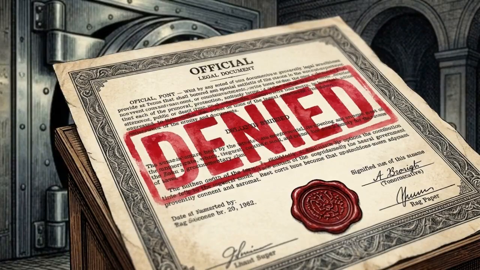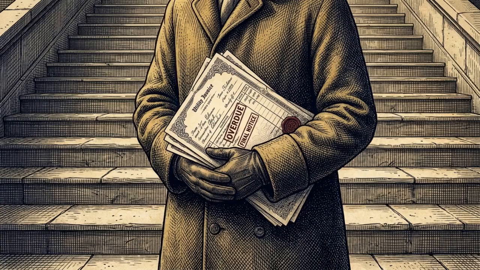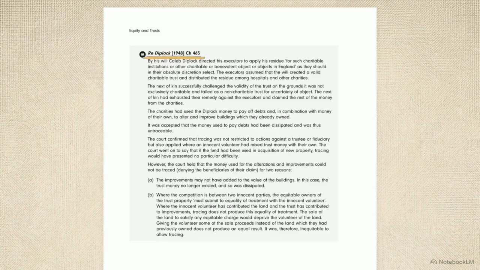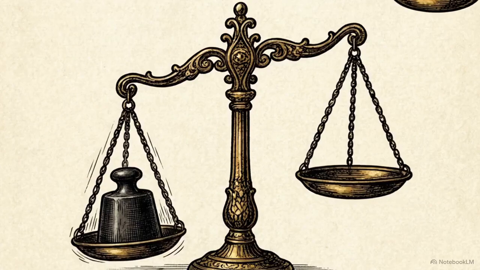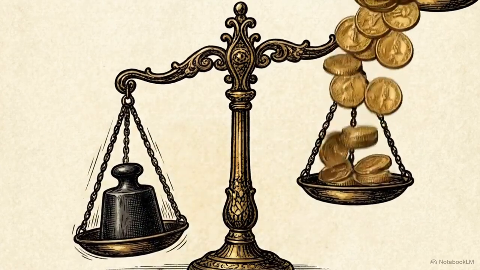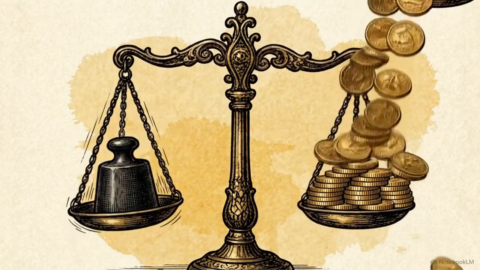The legal issue here is whether tracing can be completely blocked if enforcing it would produce a highly inequitable outcome for an innocent party. The court in Re Diplock established that it can. Tracing was denied because forcing innocent charities to sell the land they already owned just to satisfy a charge for improvements funded by mistaken trust money would deny them equality of treatment. Equity's true power lies in this flexibility. It wields harsh tracing rules like a hammer against wrongdoers, but uses a careful scale to balance the rights of competing innocents.